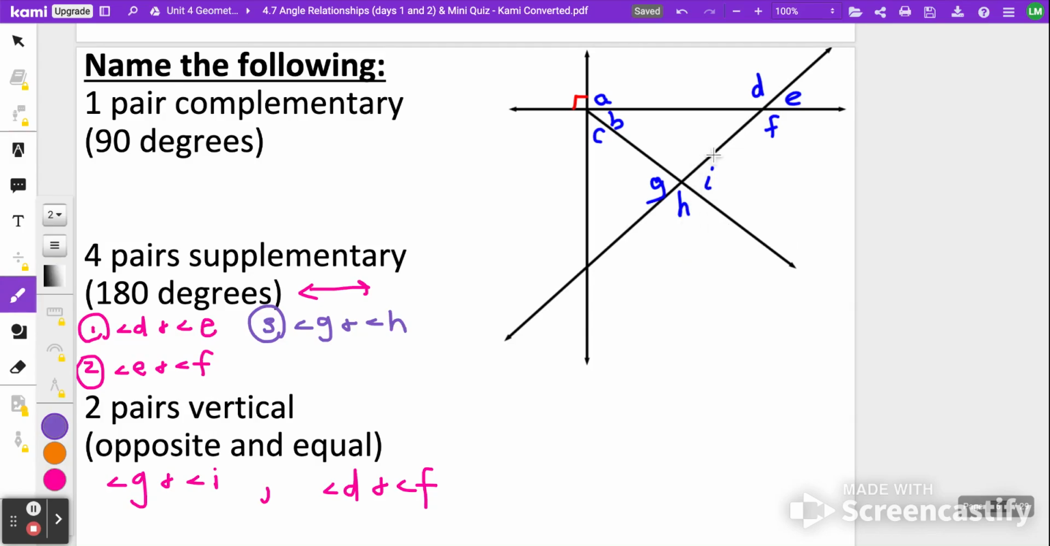It's going to be H and I. H and I are also making a straight line. So we could say that angle H and angle I are also supplementary angles.